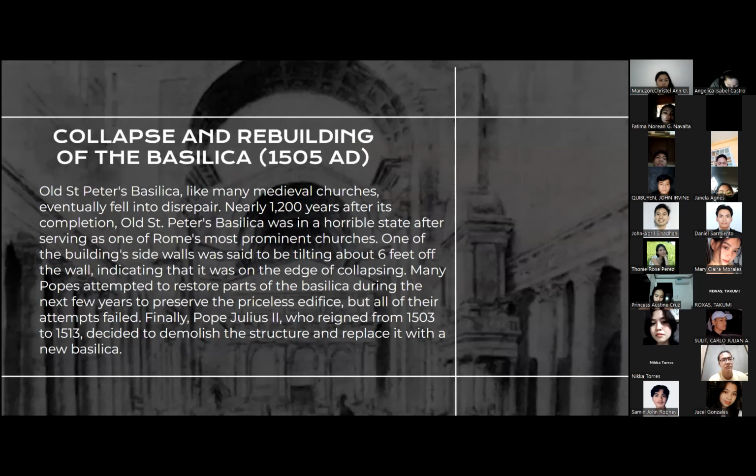So, tinry nilang i-restore yun, pero hindi siya na-restore talaga. But all of their attempts failed nga. So finally, Pope Julius II, who reigned from 1503 to 1513, decided to demolish the structure and replace it with the new basilica. So yun yung time, yung 1503, nag-decide na yung Pope Julius II na i-demolish na lang yung structure and replace it with the new basilica.